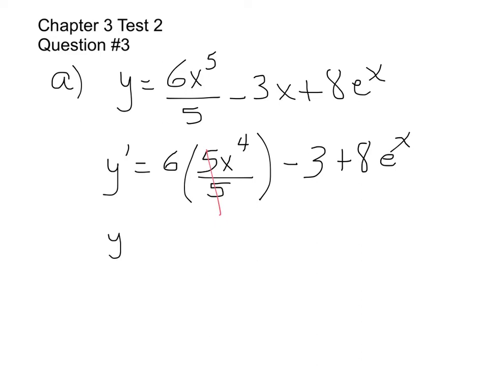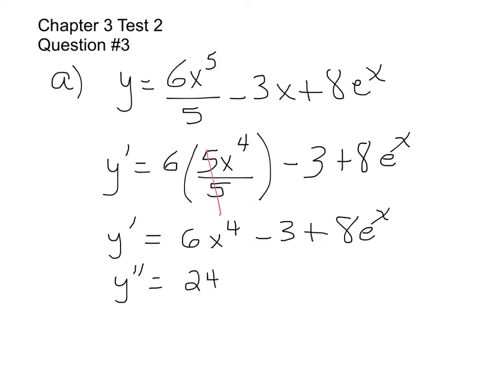So as you can see, that cancels, and I end up with my first derivative equaling 6x to the fourth minus 3 plus 8e to the x. I want to take the second derivative, so I bring the 4 down, so 6 times 4 is 24, subtract 1, the constant, negative 3, becomes 0, and then plus, bring the 8 out front, the derivative of e to the x is just e to the x.